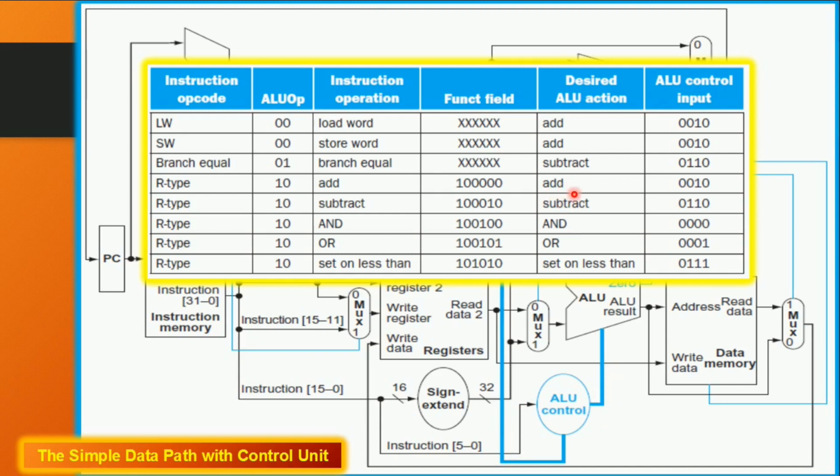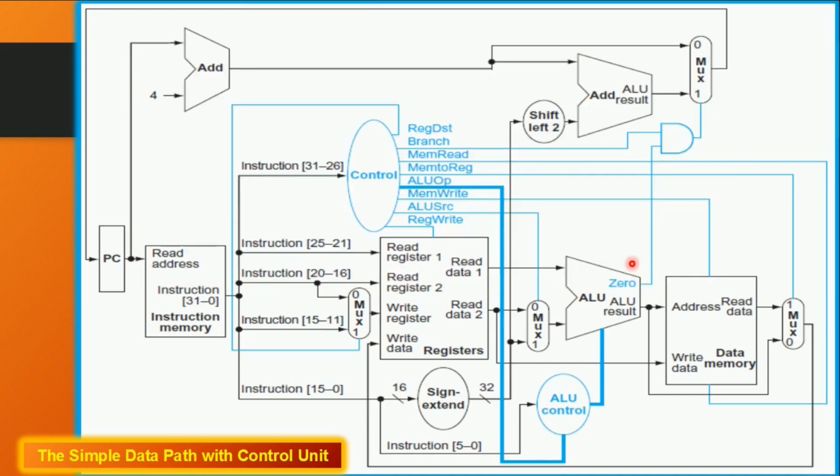If my function is addition, 0010 will be the control signal. For subtraction, 0110. For logical AND, 0000. For OR, 0001. For set on less than, 0111. These are all about the control signal.